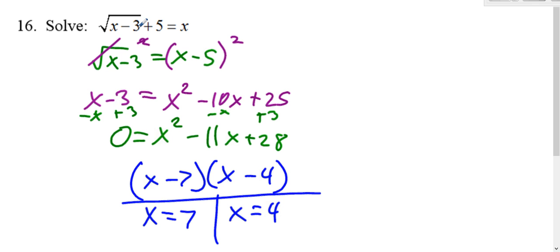When you plug in 7, 7 minus 3 is 4, the square root of 4 is 2. So that's 2 plus 5 equals 7. Yes, that's true.